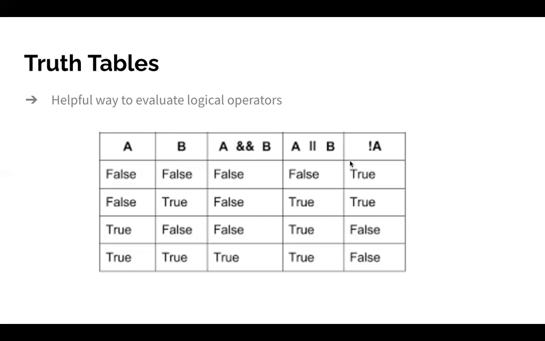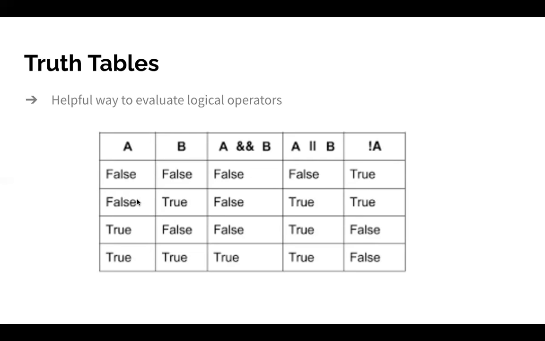However, since they're both false, that one will operate to false. And then the last operator checks that A is false, so not A. This can be kind of confusing to understand, but not A basically means if A is not true, which means A is false. So since we see that A is false over here, the not A operator would execute true.